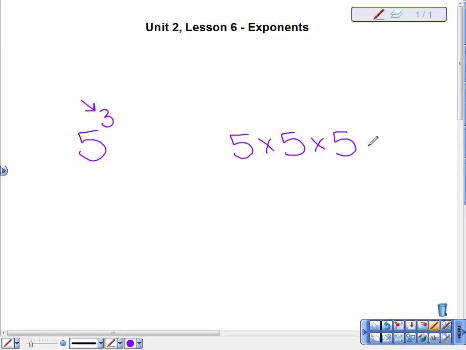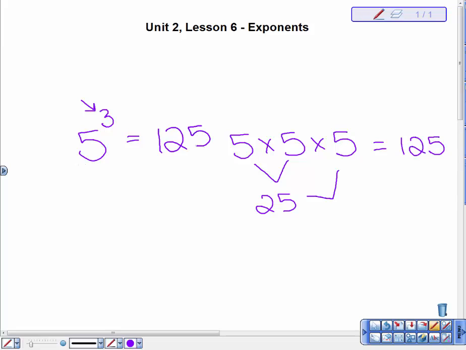Basically, exponents are a way to take big numbers and write them a little bit easier, so they're easier to manage. So if I multiply this out, I have 5 times 5 is 25. And if I multiply it by 5 again, I get 125. So 5 to the third power is 125. So again, I didn't add, I multiplied, and I only multiplied one number. I just did it 3 times.